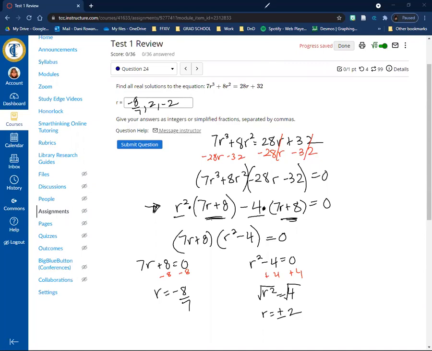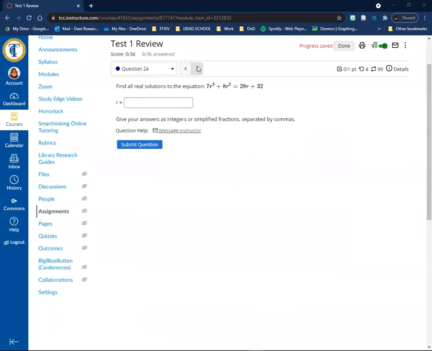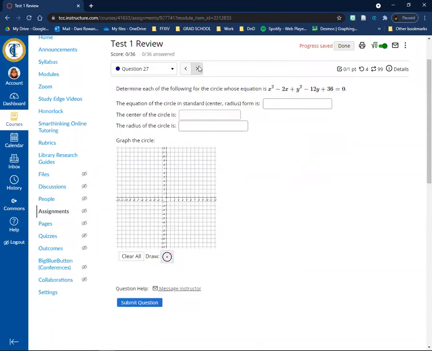Okay, I'm going to find one circle equation, a good one. Let's see, whoops. I think that was a good one. All right, so let's go ahead and do this one, and then we'll wrap it up, okay?